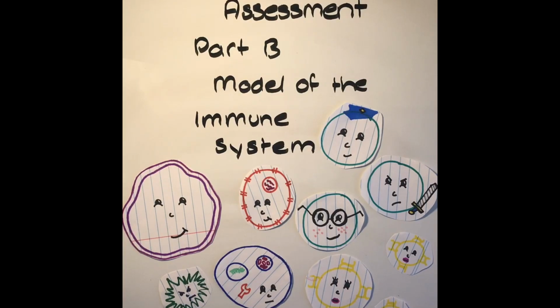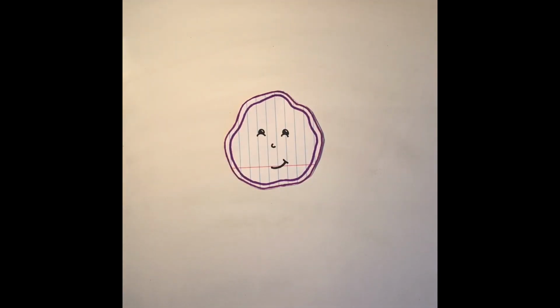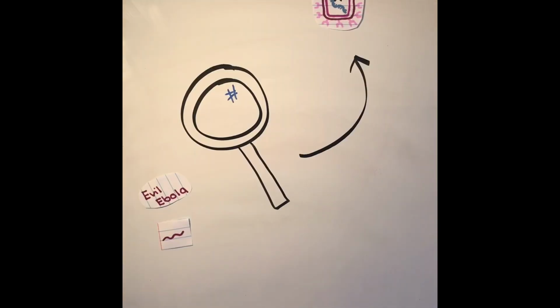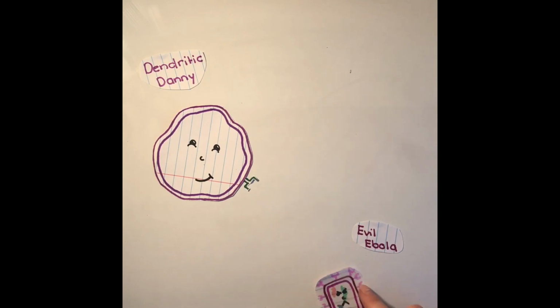Today I will be talking about how the Ebola virus attacks the adaptive immune system. The dendritic cells are the first to be infected, and they bridge the gap between the innate and adaptive immune system. The Ebola virus binds onto the dendritic cell receptors, gaining access to inside.